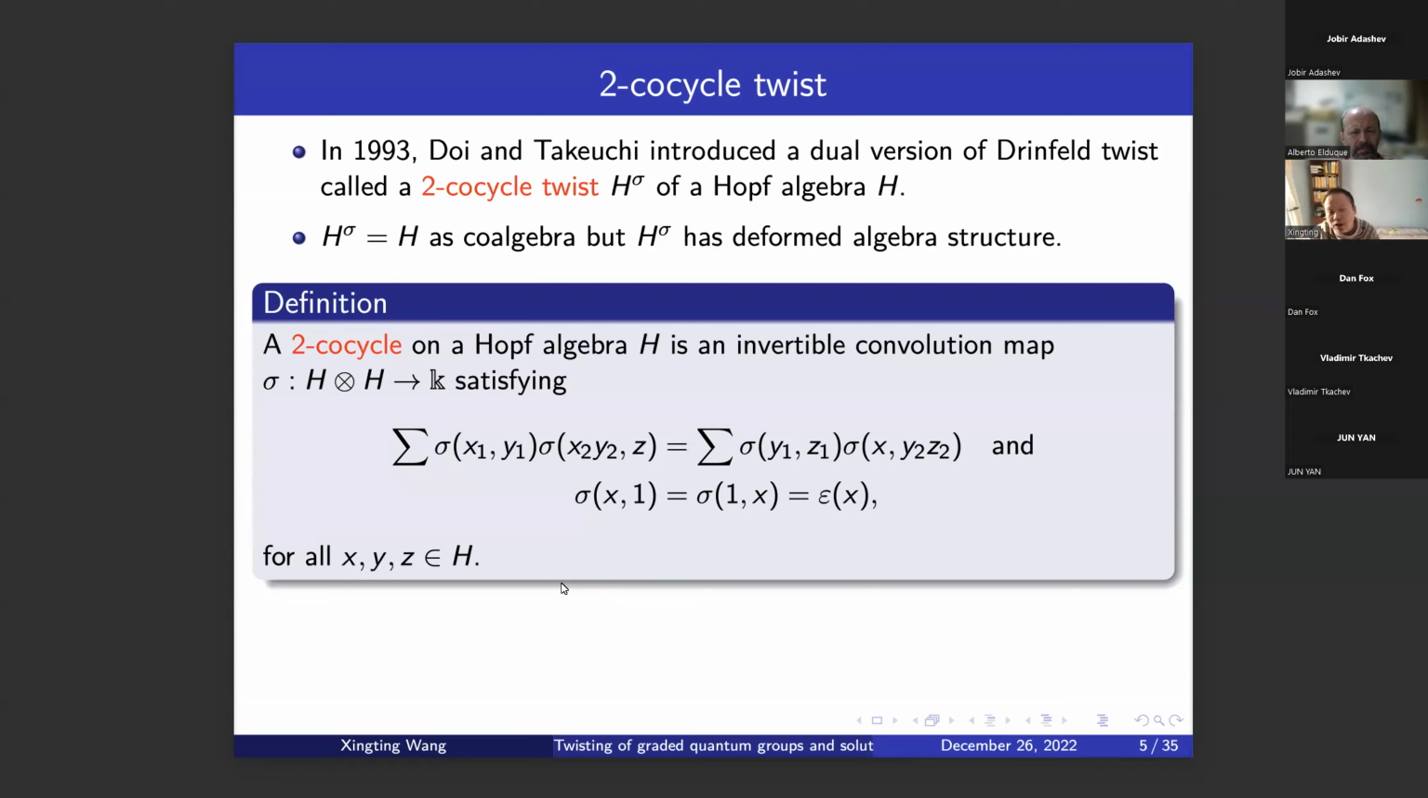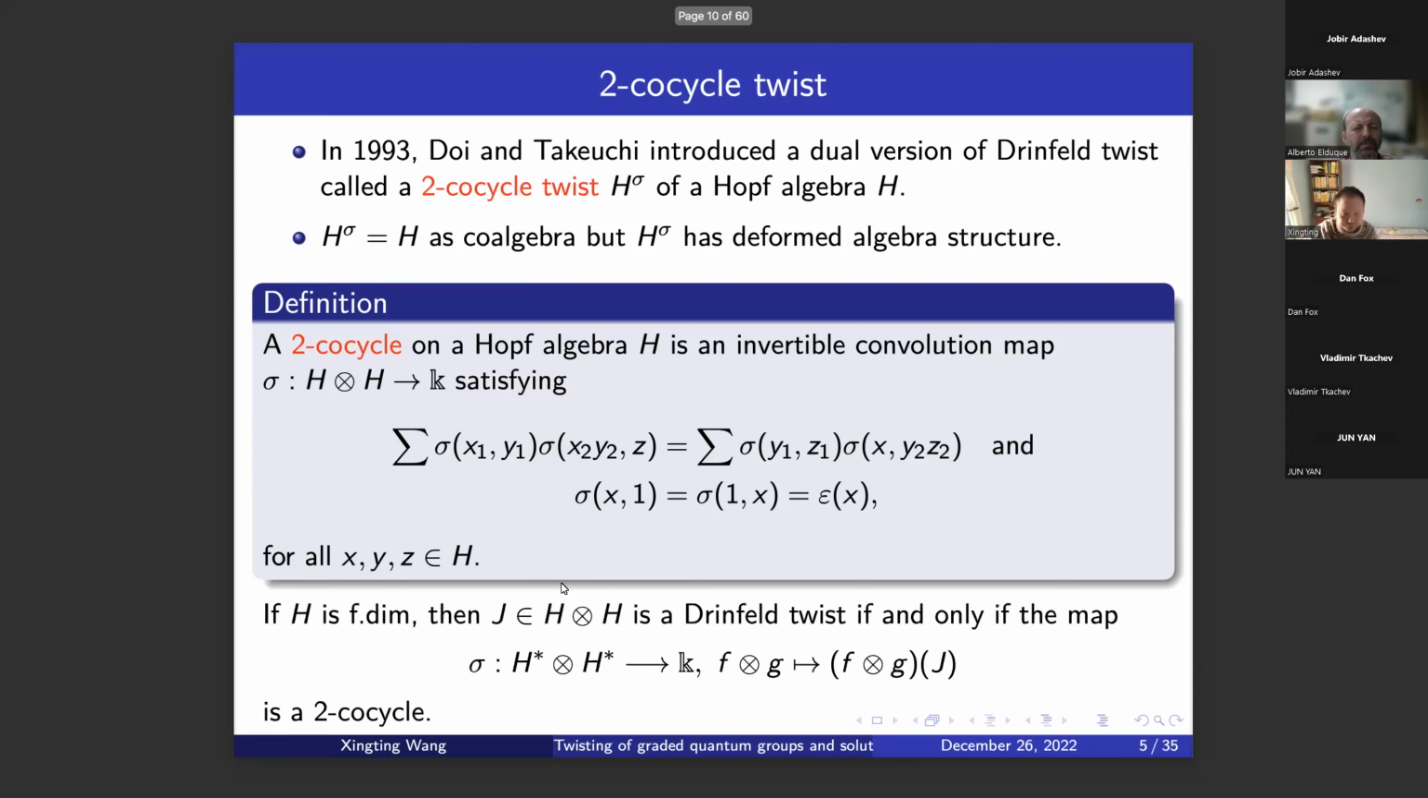So if H degenerates of a group algebra, this two-cocycle, just by its name, is a two-cocycle on the group in the bar construction. So it can be considered as a generalization of a two-cocycle in the group case. And also they are formally dual to each other by the following description. If you take J inside H tensor H, then the dual of J is actually a two-cocycle. So in the finite dimensional case, everything is dual to each other. Drinfeld twist and two-cocycle twist are dual to each other by vector space duality.